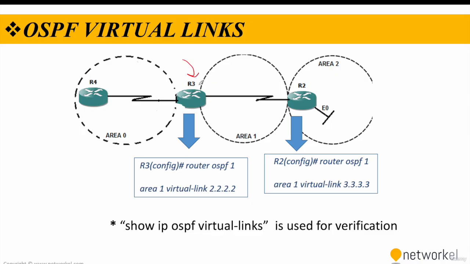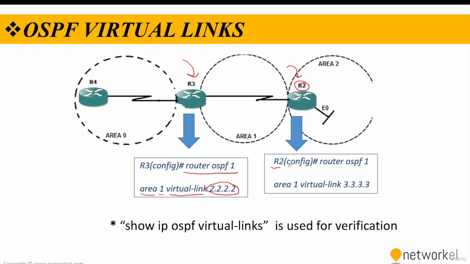For my router 3, I'm going to the OSPF mode and I am typing area 1 virtual link and the router ID of this router 2. Pay attention that I am typing it for area 1, not for area 0 for router 3. And I am using the router ID of router 2. Same applies to the router 2 as well.